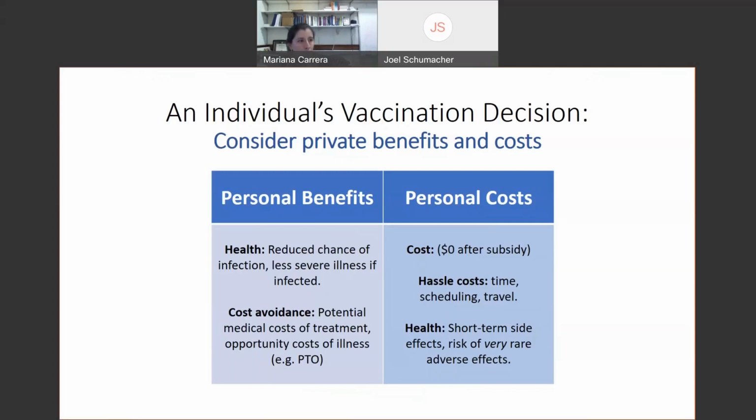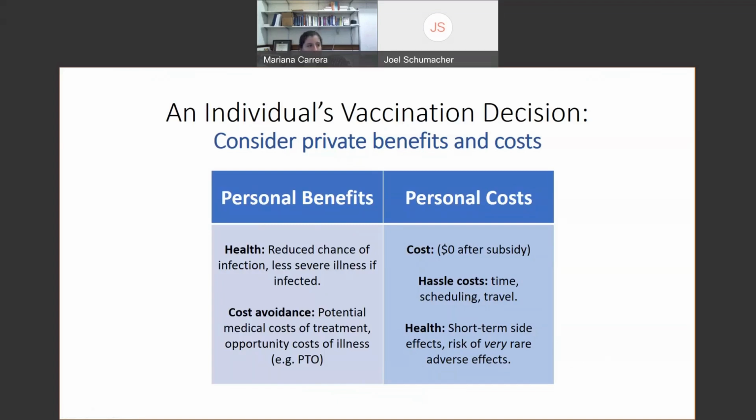So you probably don't want to get vaccinated the day before an important work deadline, because you know that you might be tired and you might have some symptoms for a couple of days. There's also a risk of very, very rare adverse effects. So those are the private benefits and costs.